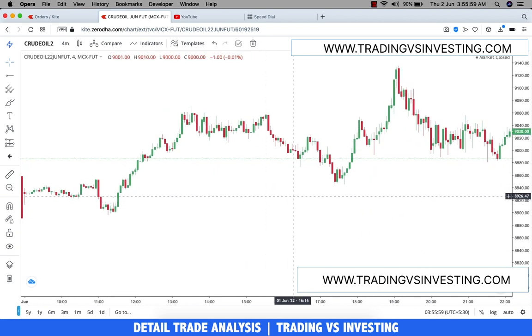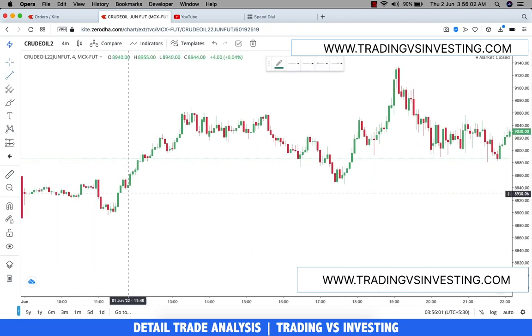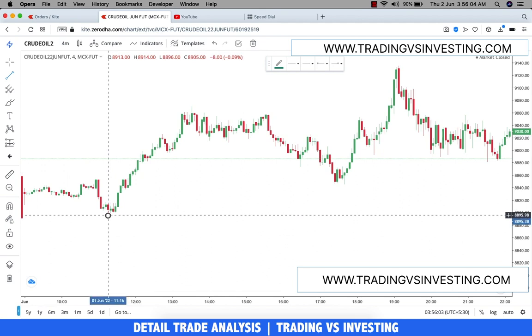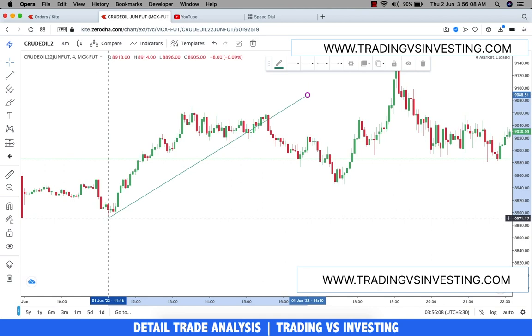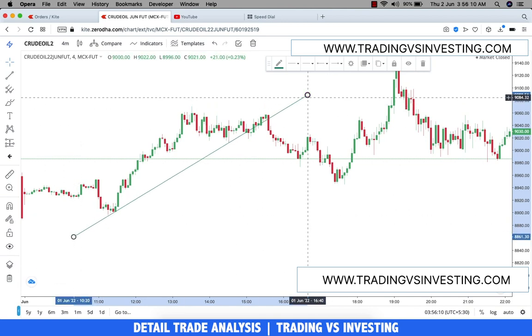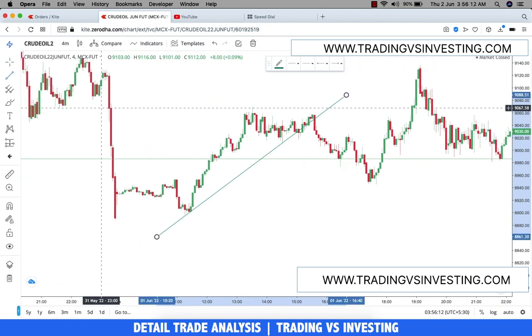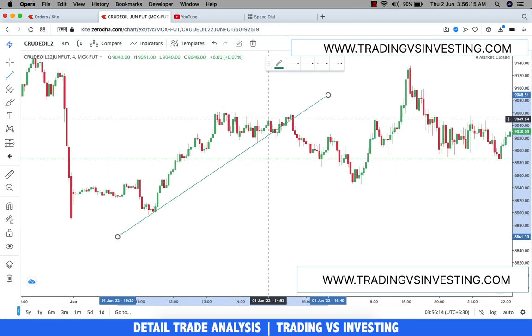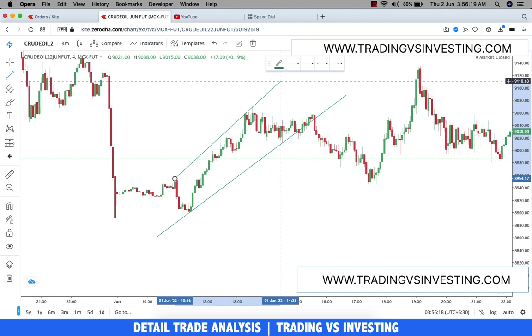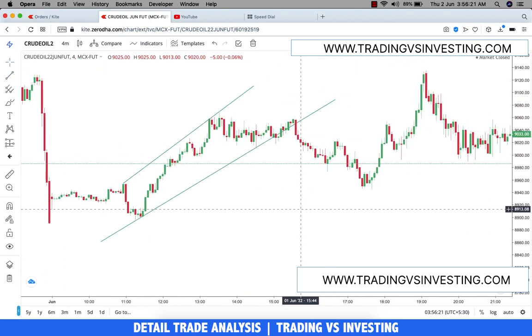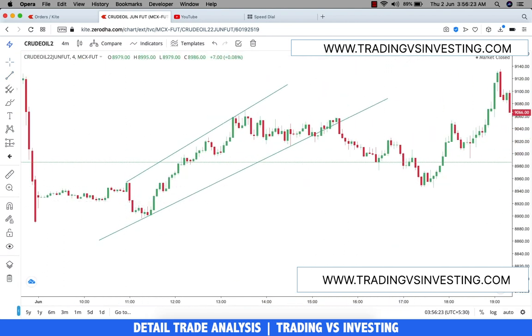So what is today's entry? Let's understand that. So here, this area, which I have currently marked, from this to this, the crude oil made a channel.